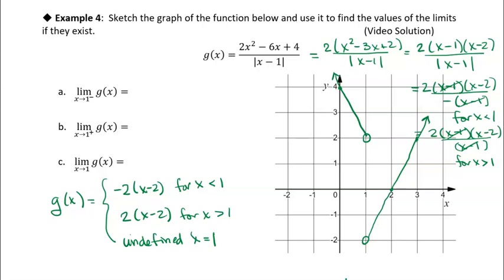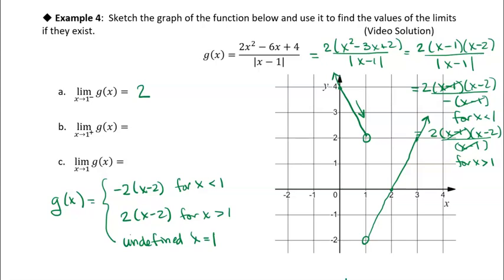Now, if I approach 1 from the left, you can see it would approach 2, right? Because if I put in 1 into this top formula here, I get -2 times 1 minus 2, so that would be a +2. So, it looks like it's going to 2, right? I can get as close to 1 as I want from the left, and it's going to get closer and closer to 2. I just can't actually go to 1.